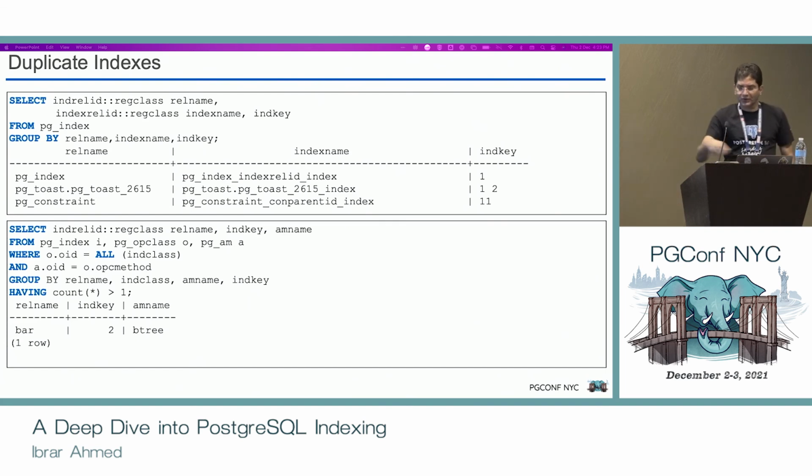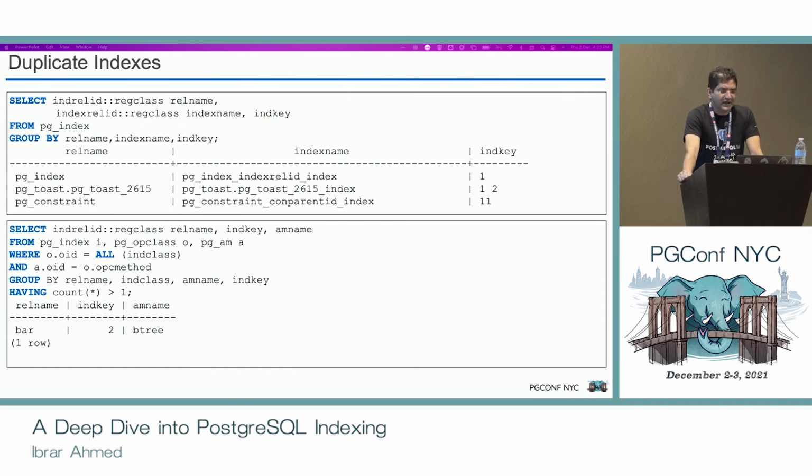So how much time do we have? So we have 10 minutes, okay. So I think we have covered most of the indexes in PostgreSQL.